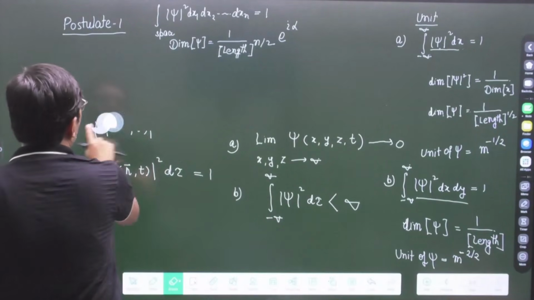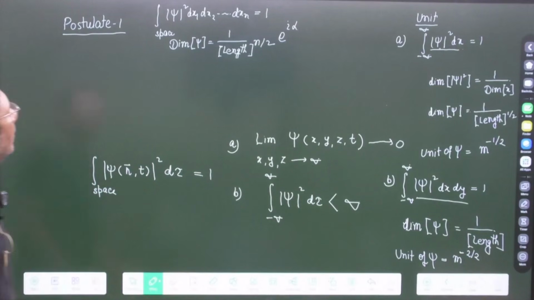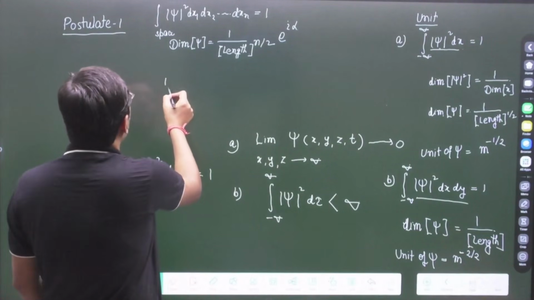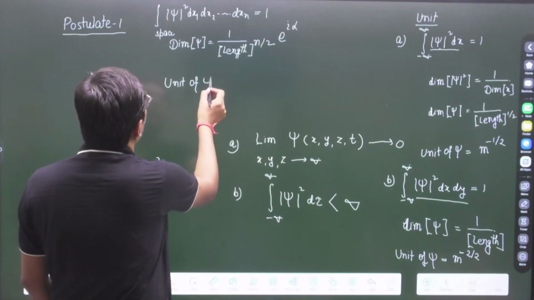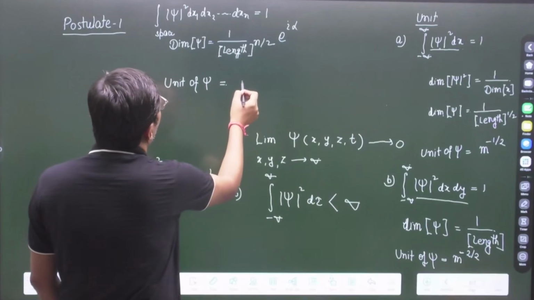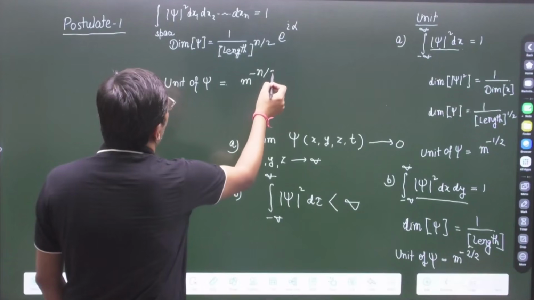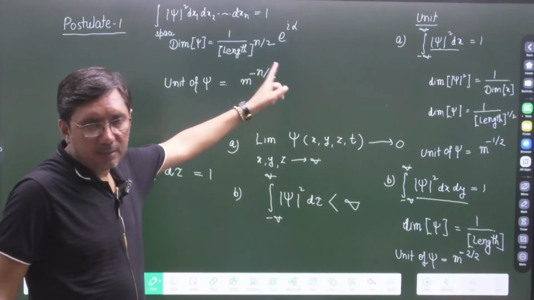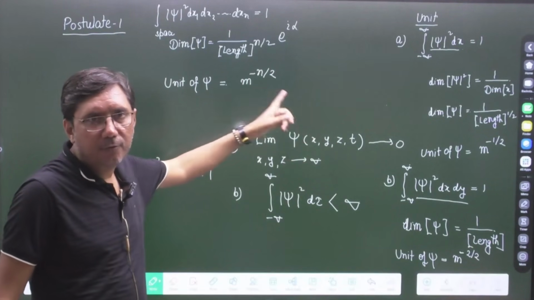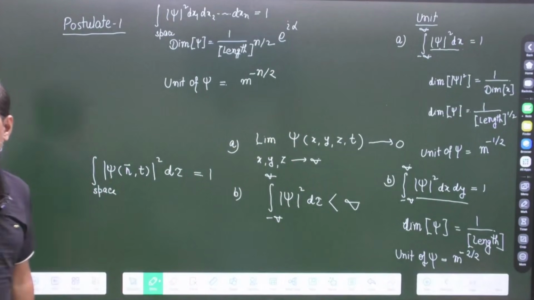So what will be the unit of psi? The unit of psi will be equal to meter to the power minus n by 2. So for 1D this will be 1 by 2, for 2D 2 by 2, for 3D 3 by 2, for 4 dimension 4 by 2, it will be like this. So this will be the unit of psi.